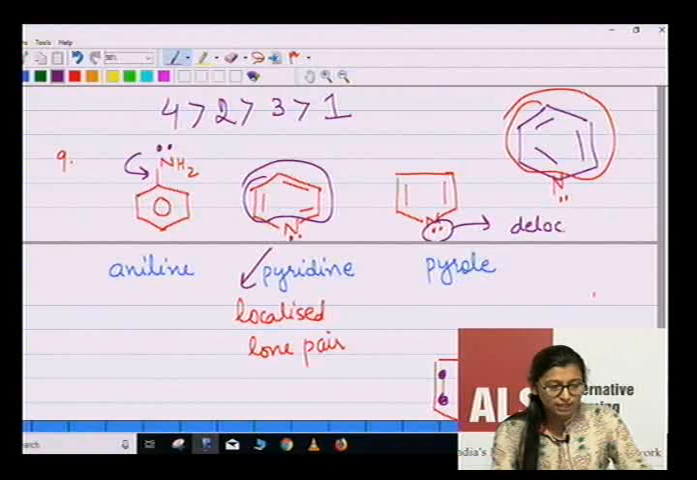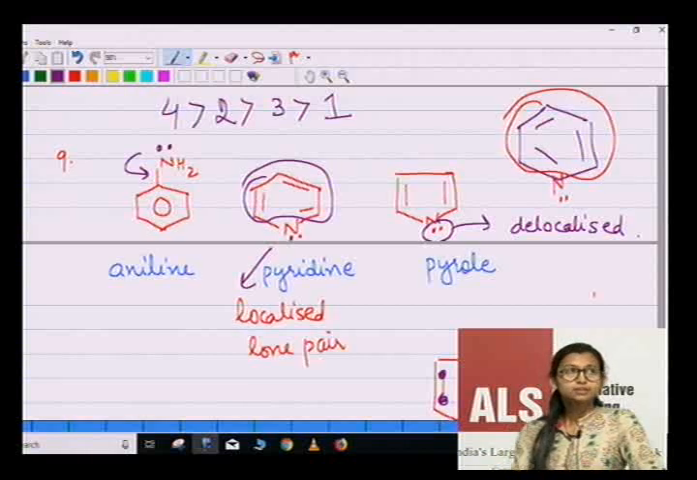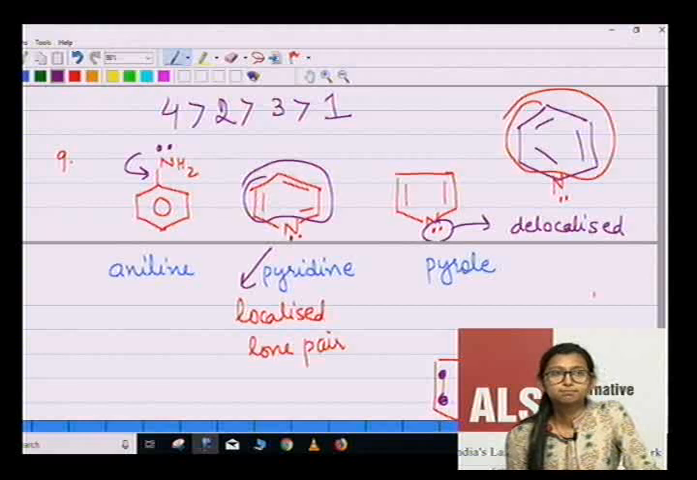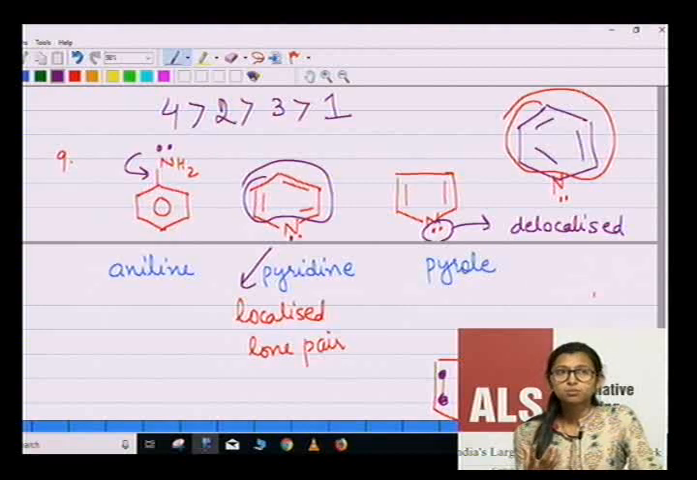So this is delocalized. Now can you think about the order? Can you tell me which will be the most basic one? Those which have the lone pair over themselves, those lone pairs are not participating in the resonance, they will be what? They will be the most basic, right? So what about the order? Try.